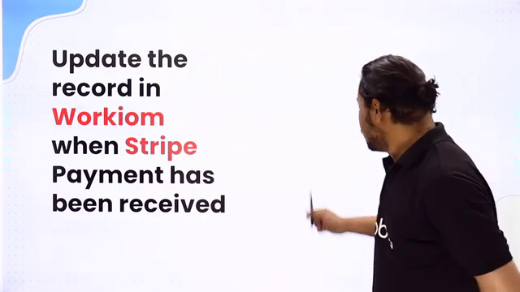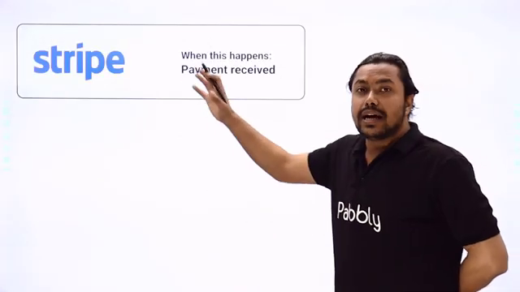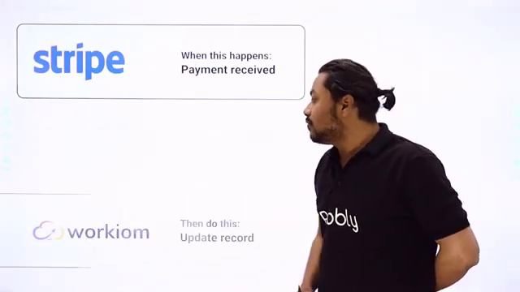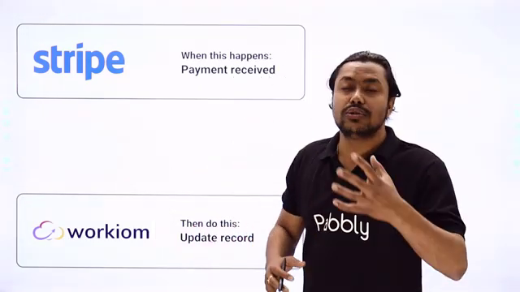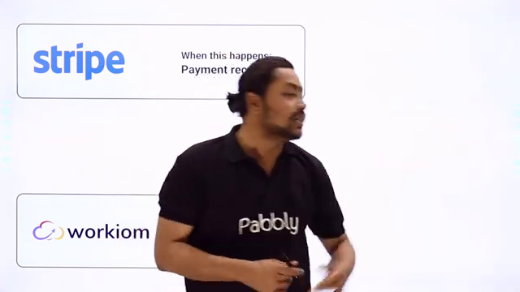Now, what are we going to do? First, we are going to make a payment in Stripe, and as soon as the payment is received, our Workiom record status will be updated, and it will be updated to specific values, whatever I am going to keep it in the video, you can see that.